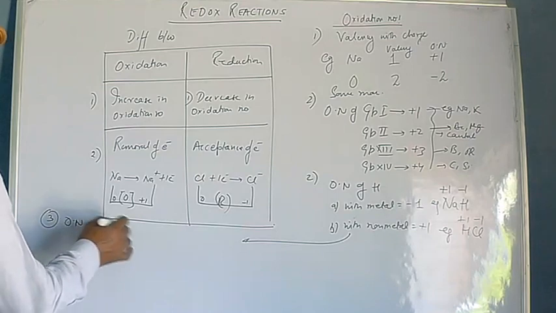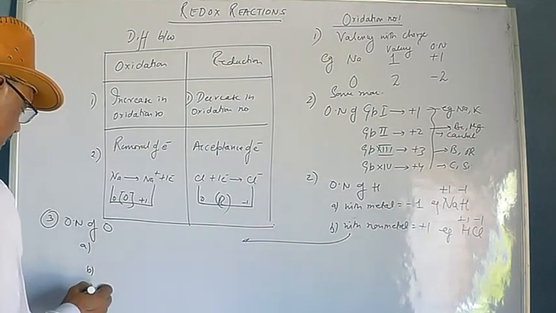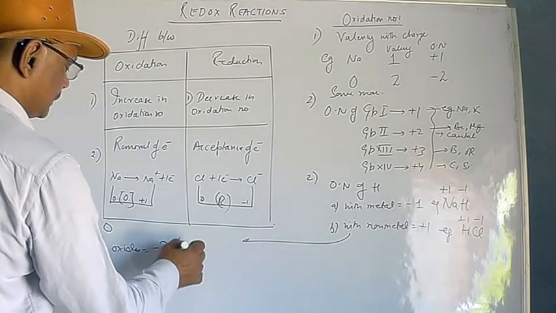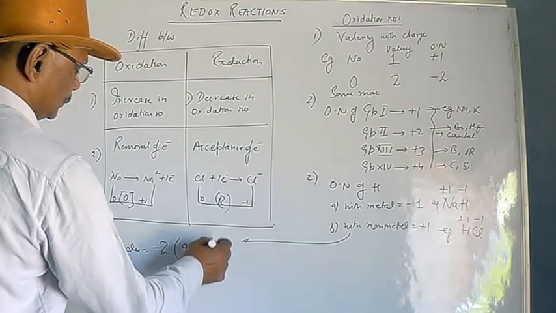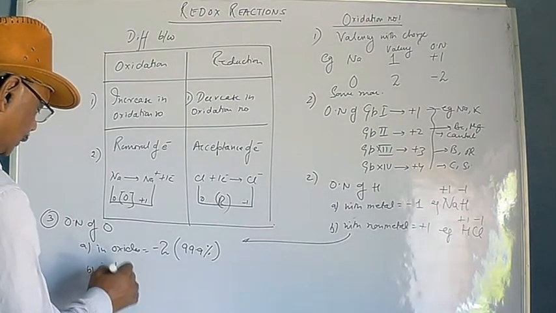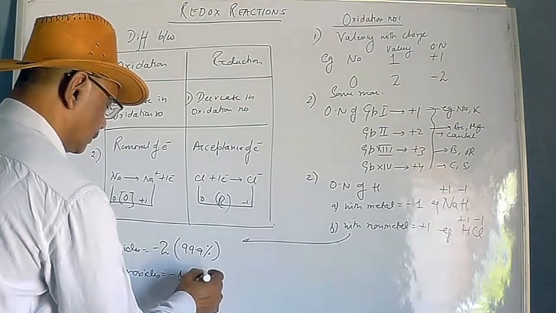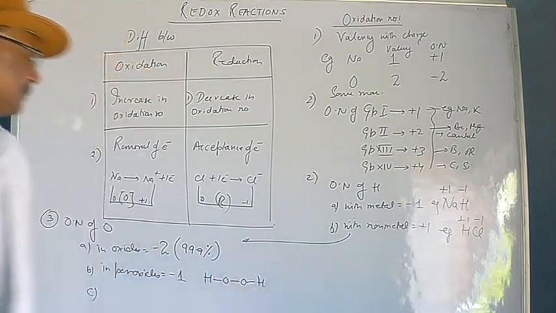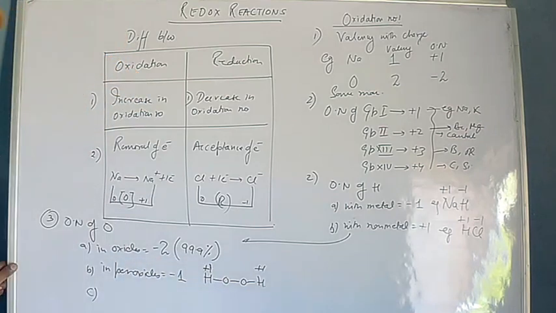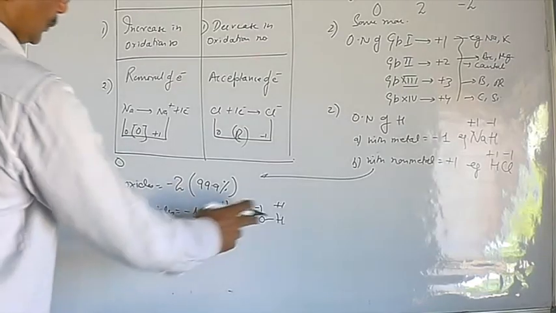Oxidation number of O, very important. Oxygen has three oxidation numbers. In oxides, it is always minus 2. Class, oxygen combines 99% in the form of oxides, so in most cases oxygen is minus 2. But in peroxides, it is minus 1. Let us take the example of hydrogen peroxide. You know class, hydrogen is plus one, so oxygen is obviously going to be minus one. So in peroxides, oxygen is minus one.